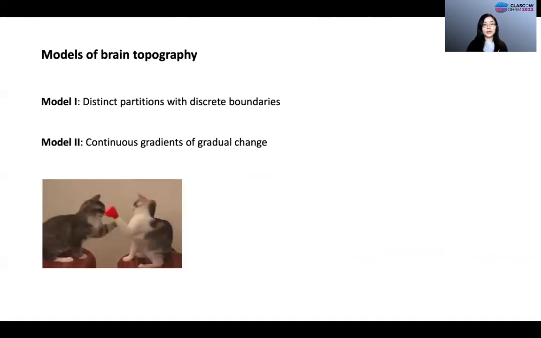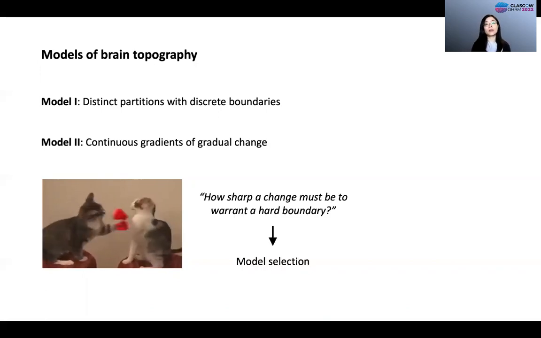However, are the two models really contradictory? On one hand, we could continuously map the spatial variation in brain structure and function. However, we should also be able to delineate a hard boundary when the spatial variation is sufficiently large. So instead of asking which, parcellation or continuous gradients, we ask how sharp a change along the spatial extent must be to warrant a hard boundary. We conceptualize this question as model selection. I will discuss a bit more in later slides.